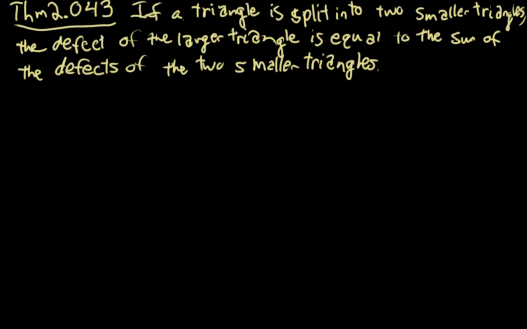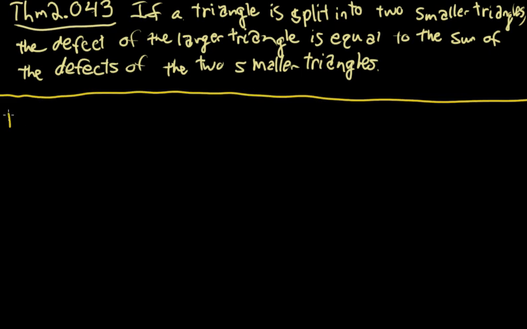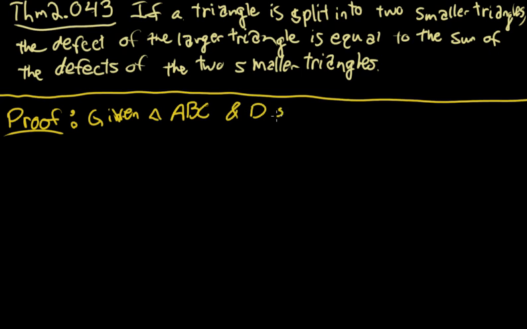And we'll do the proof of this one. I've been doing too many of these without the proof lately. So for the proof, we'll say given triangle ABC and D, which is a point such that it's between A and B.